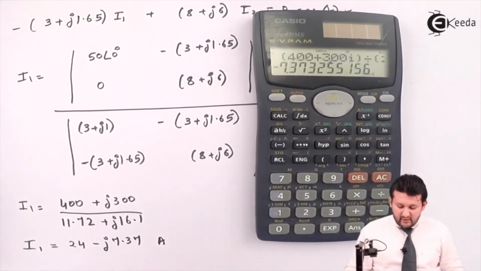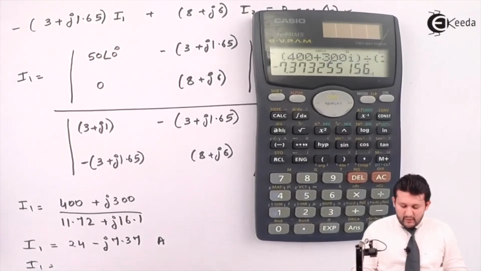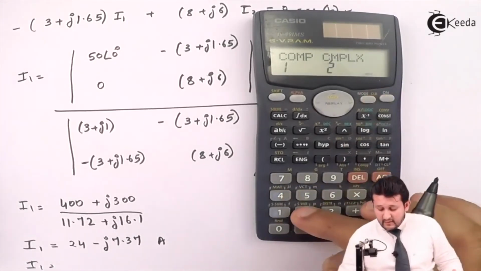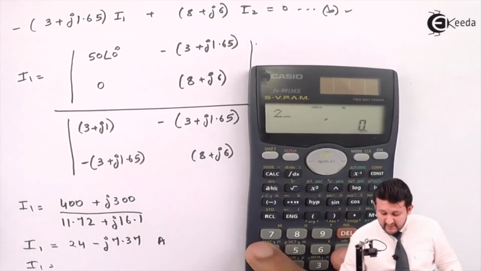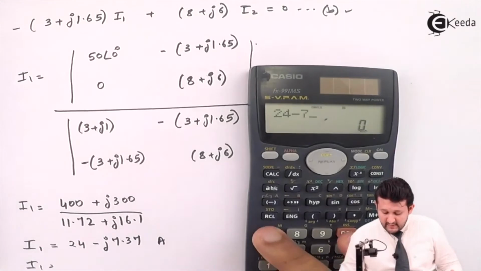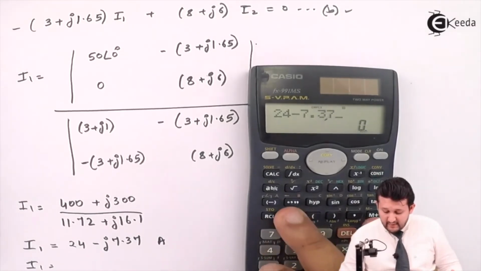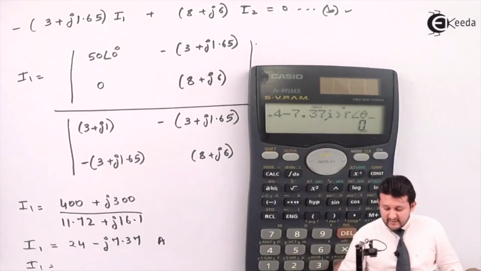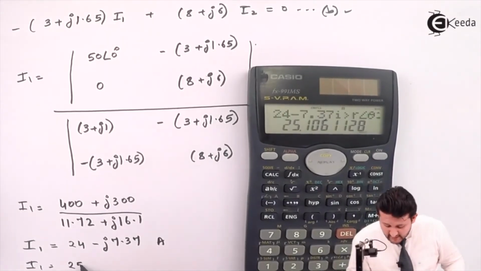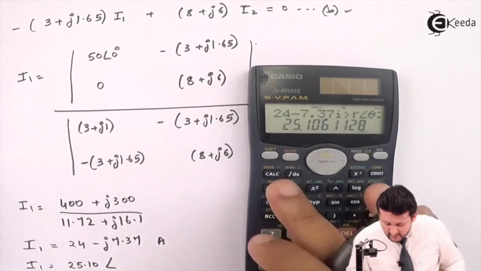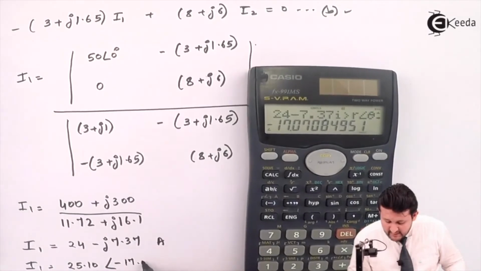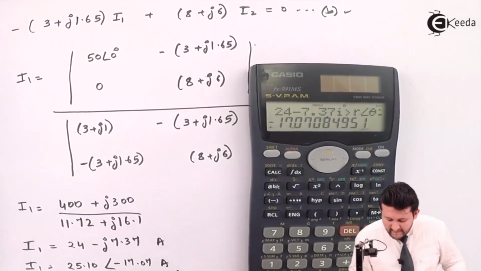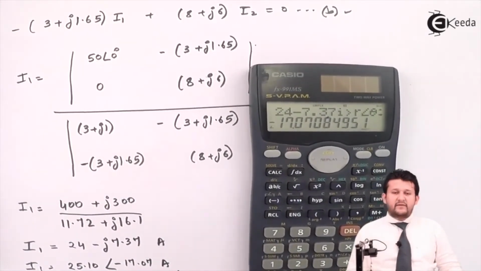So this is the rectangular form. If I need to convert into polar, what is the procedure? You have to be in complex form. So the value which you got, my dear friend, is 24 minus 7.37 I, shift and plus sign for polar. So you'll get R and theta. The value for R which you get is 25.10, angle shift and equal to, the angle which you get is minus 17.07 amperes. That's the value for I1 which you're getting.